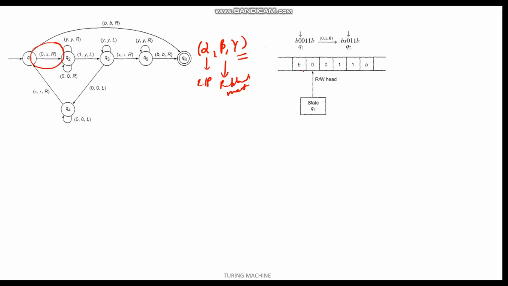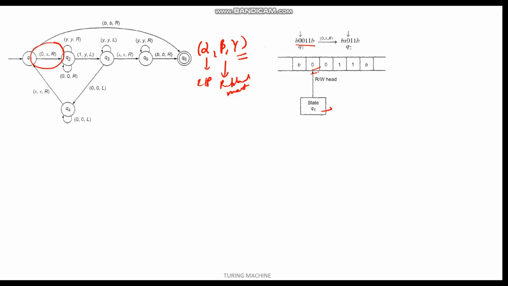As we can see over here, we have an example string B0011B. So the string is basically 0011, but on the tape we know we add the blank symbols on both sides. So here we get 0011. The initial state is Q1, so it will start from Q1 and it will point toward the symbol 0. The current symbol under processing is 0.